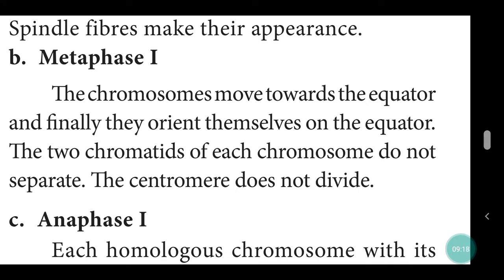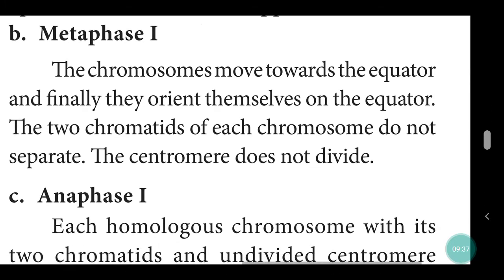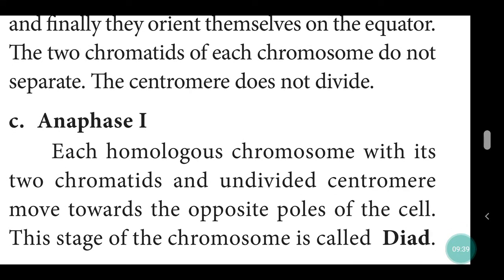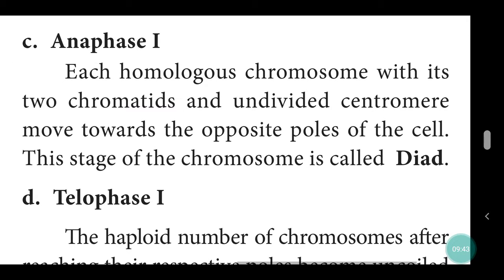Metaphase 1. The chromosomes move towards the equator. What is the equator here? The equator region means the terminal region. And finally, they orient themselves at the equator. The 2 chromatids of each chromosome do not separate. The centromere does not divide.